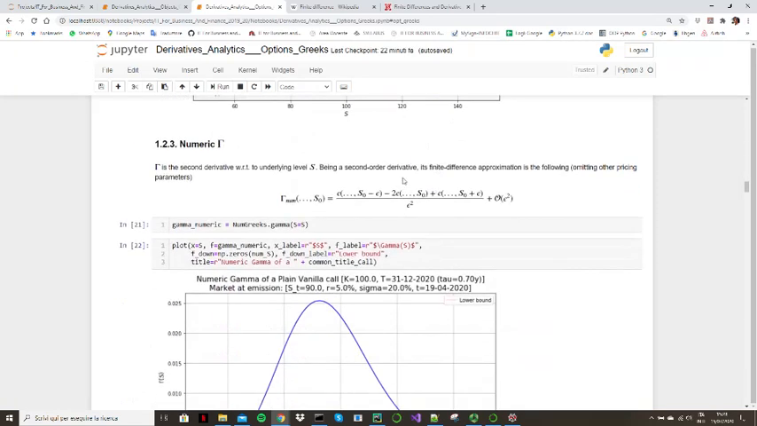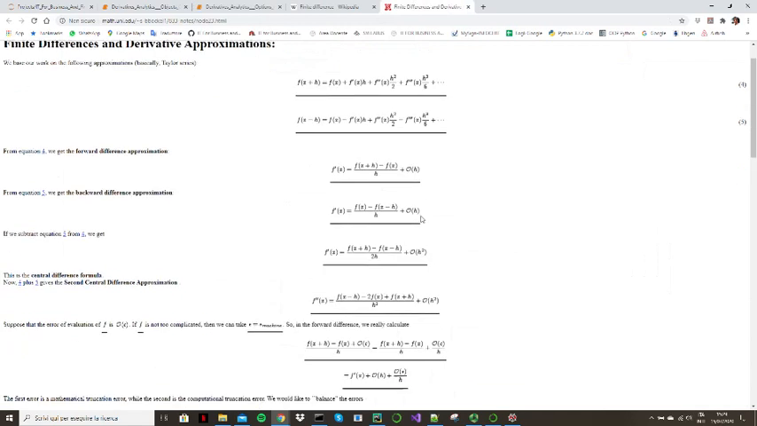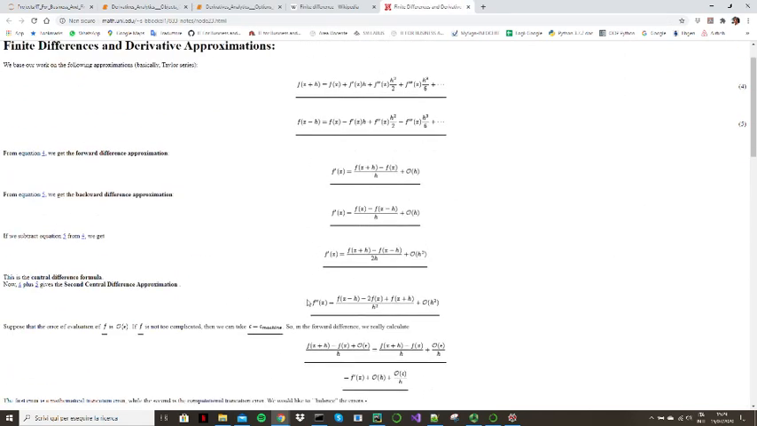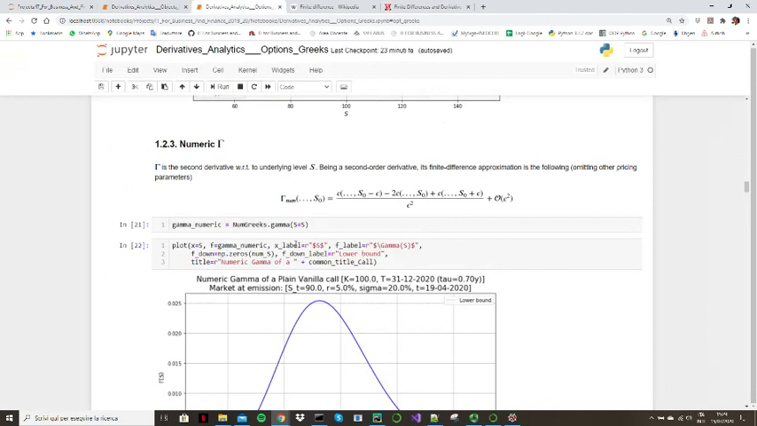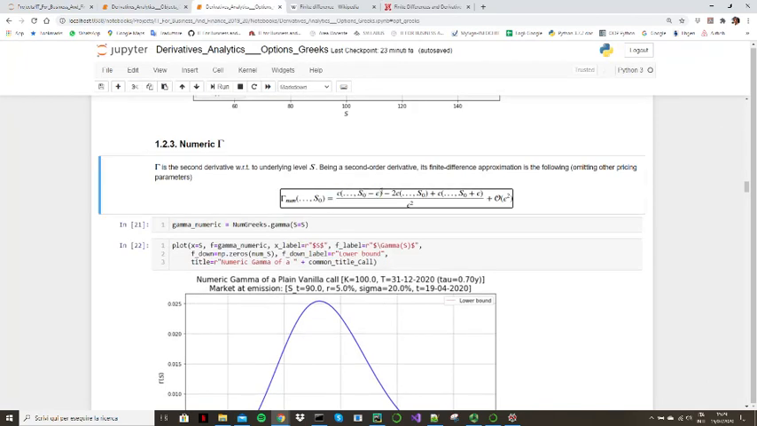Then there is the gamma. The gamma is the second order derivative with respect to S. The second order derivative according to the finite difference method is given by this expression here, and the truncation error is still of order epsilon to the power 2. So you take the pricing function evaluated at S0 minus epsilon, minus 2 times the pricing function evaluated at the central point, plus the pricing function evaluated at S0 plus epsilon, divided by epsilon squared. And this is the gamma.